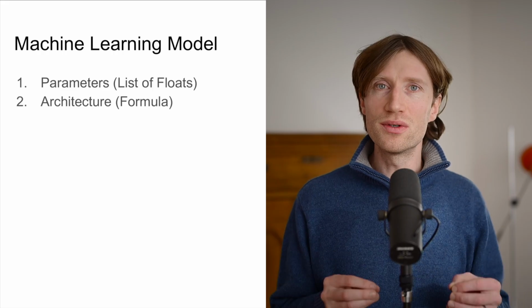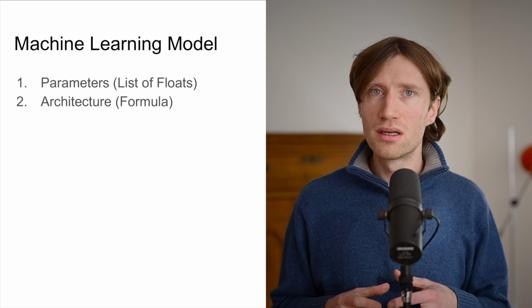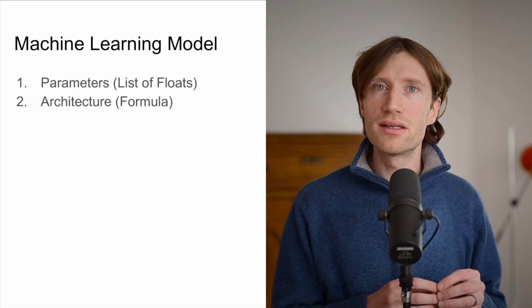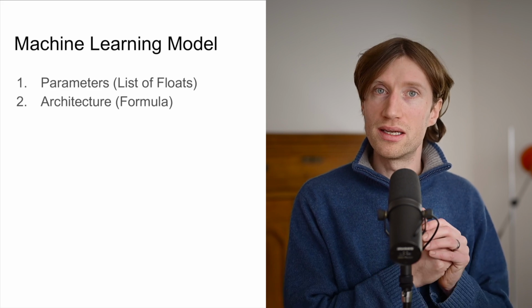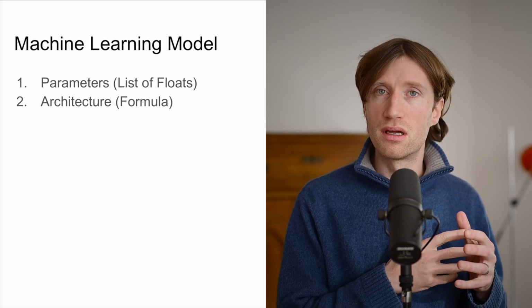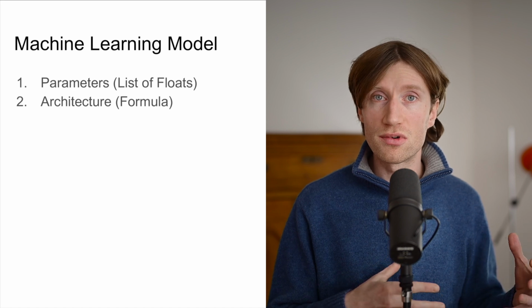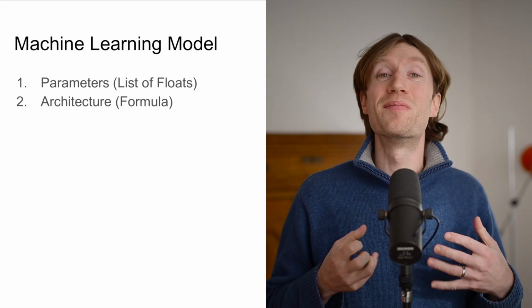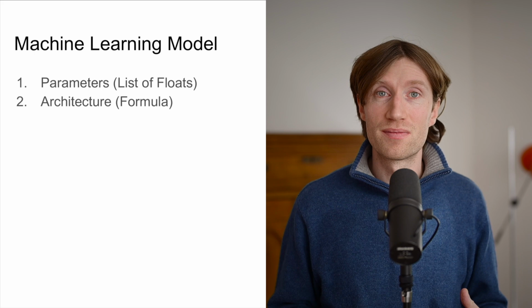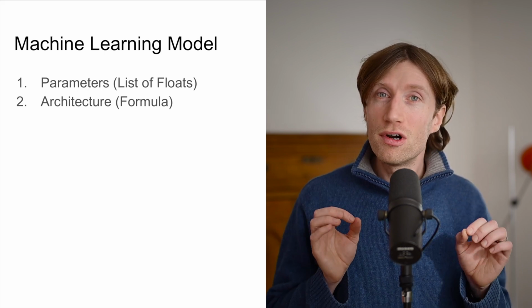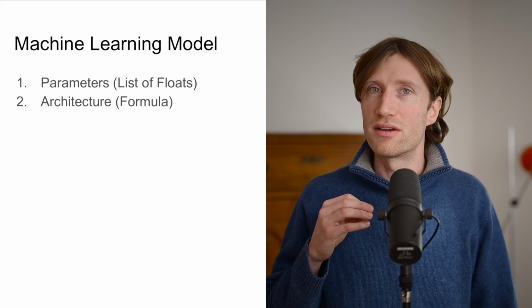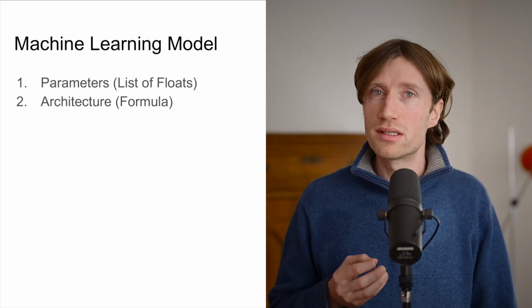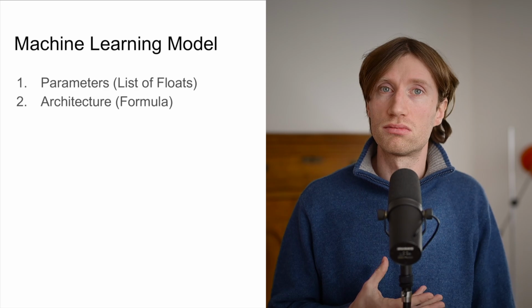Practically, when you want to use the term machine learning model, you should have in mind that this refers to two things. The model's internal state, which is a long list of numbers, floating point numbers, and by long, I mean millions or billions of those. And second, the formula how these parameters have to be combined with a given input. This is the model architecture.